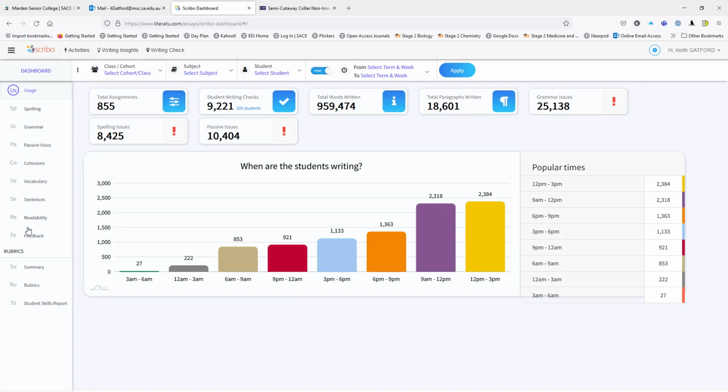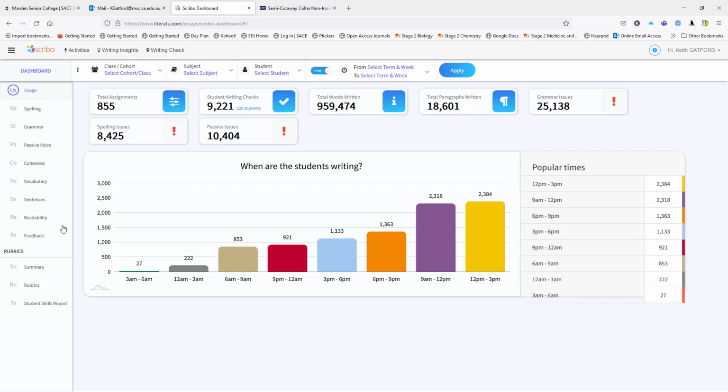So one of the things Scribo is doing is, all the time that our students are using it, or we're using it for our students, it's collecting all of that information and tracking various aspects of our students' writing. And we can actually dig into that and see how our students are going and see whether there are any trends amongst the whole school, or whether there are trends amongst the year 11s or the year 12s. And so it's actually a really powerful tool.